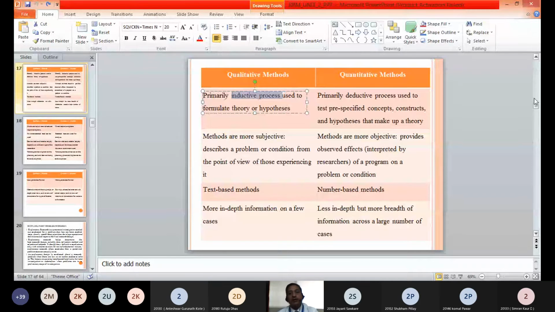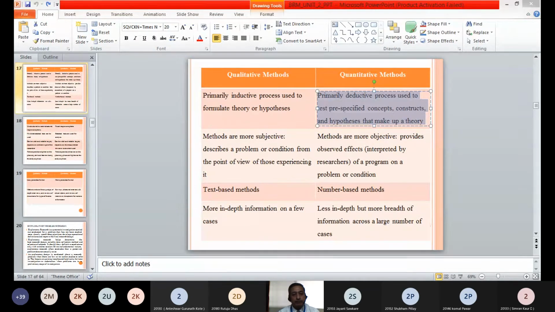And on the other hand, there is quantitative method, which is called the deductive method. Deductive means what? We do not formulate any theory, or explore into the problem, or formulate any hypothesis on the basis of this. But what we do in quantitative method is that we test the pre-established or pre-specified theory, concepts, constructs, that is all the variables and hypotheses which have been formulated on the basis of the qualitative methods.